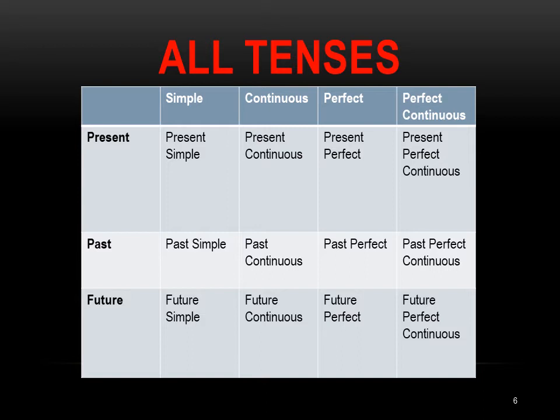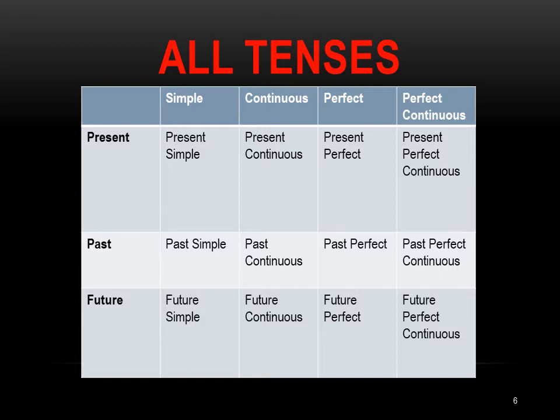Next, past tense has four subtypes. Simple past tense, past continuous tense. Third, past perfect tense. Fourth, past perfect continuous tense. Okay. Next, future tense has four subtypes. First one is simple future tense. Second, future continuous tense. Third, future perfect tense. Fourth, future perfect continuous tense.